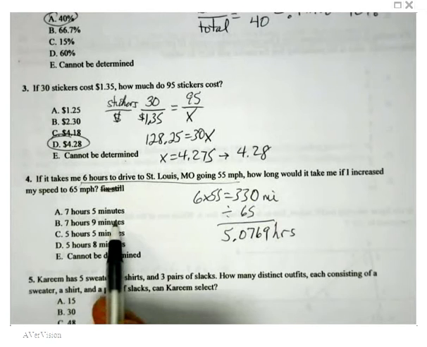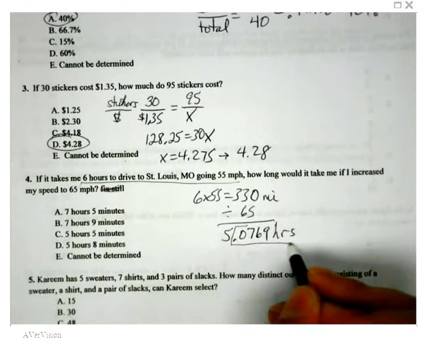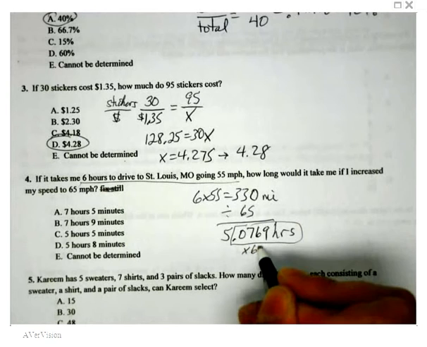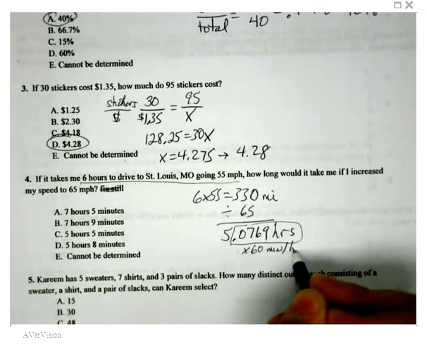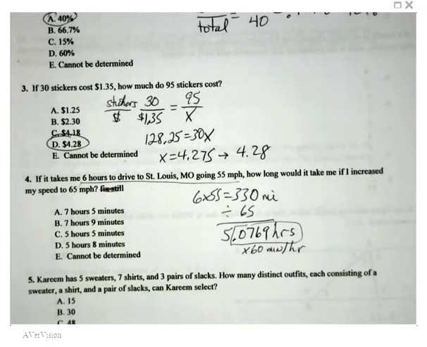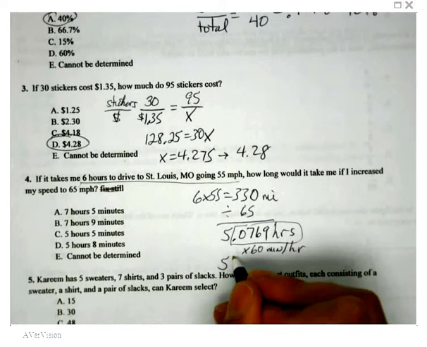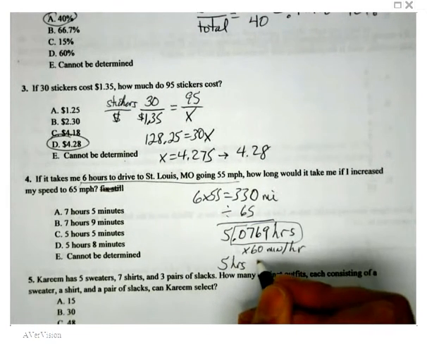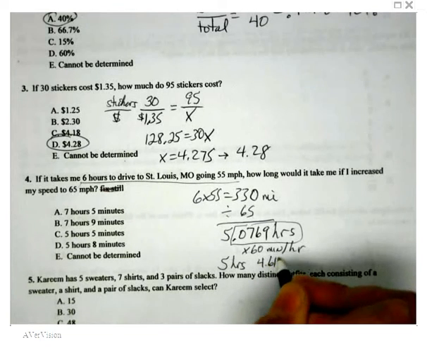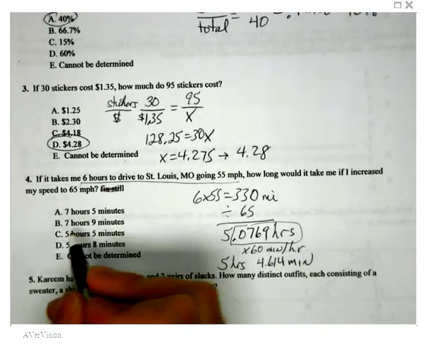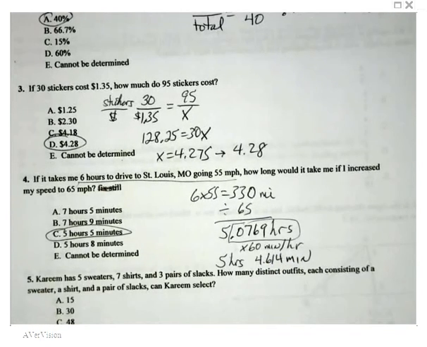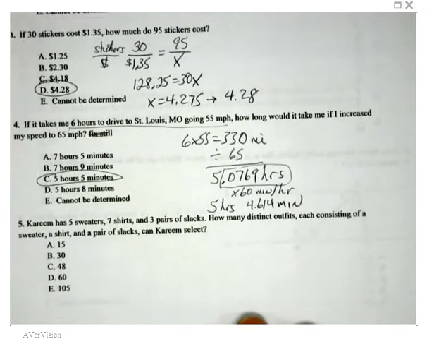Notice my answers are all in hours and minutes. So I need to convert the hours part into minutes by multiplying by 60, because there's 60 minutes in an hour, which would give me 5 hours. And then I get like 4.164 minutes, but again, we go to the nearest one, which would be 5 minutes. So we're good there. Move on up here.